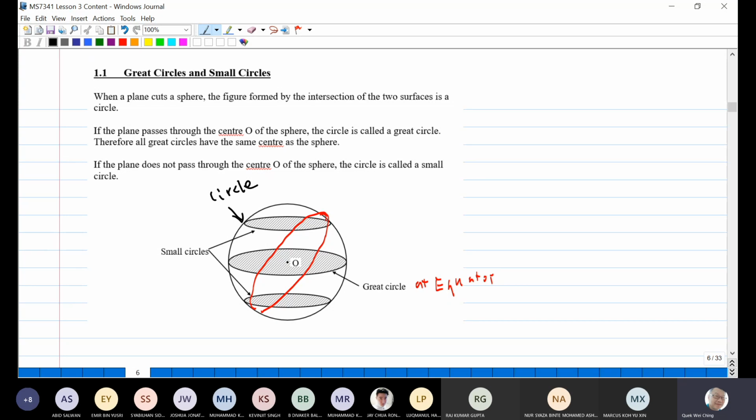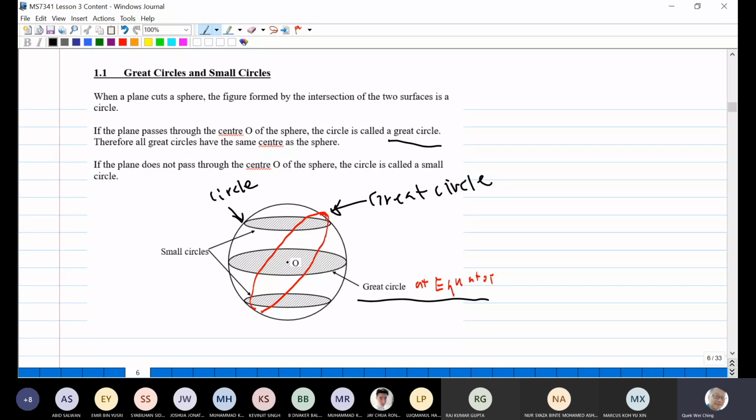In this case, some circles pass through the center of the Earth, and we call that a great circle. So a great circle is a circle that passes through the center of the Earth. For example, this is a great circle, such as the great circle at the equator. There's a red one, also a great circle. So a great circle can be anywhere as long as the circle passes through the center of the Earth.